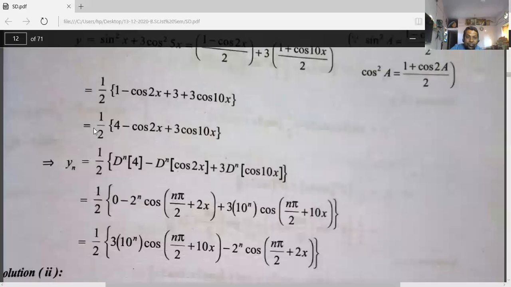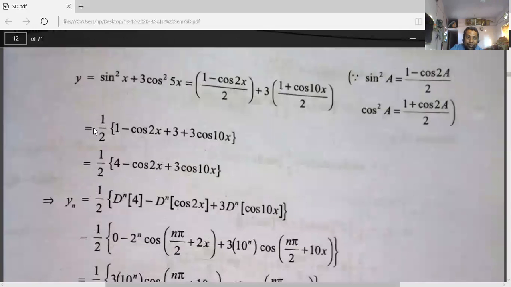Now this is equal to y. You have to find out y_n. Now you apply the linearity property. D to the power n of 4: what will it become? You see, 4 is a constant. If you differentiate with respect to x, you will get 0. The first derivative itself is 0, so the remaining derivatives, second, third, fourth, whatever it may be, will vanish and be equal to 0.